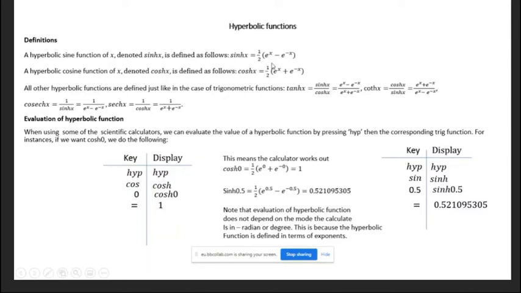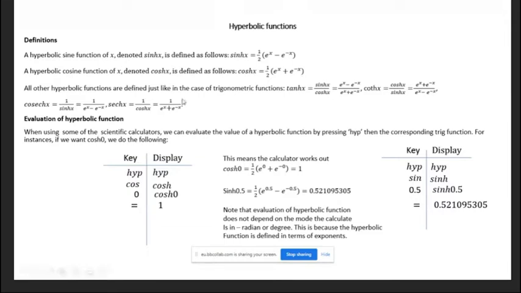The starting point of talking about hyperbolic functions is the definition of the hyperbolic sine function, which is going to be indicated as sinh of x. We define it as half of e to the exponent x minus e to the exponent minus x. This is the definition. We also define a hyperbolic cosine function, cosh of x, as half of e to the exponent x plus e to the exponent minus x.